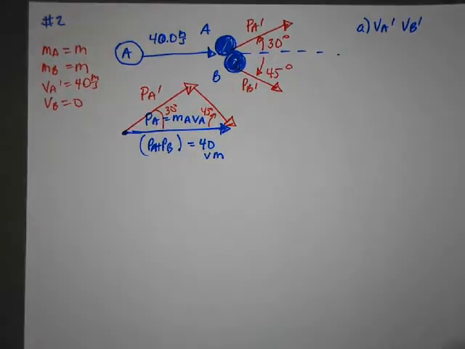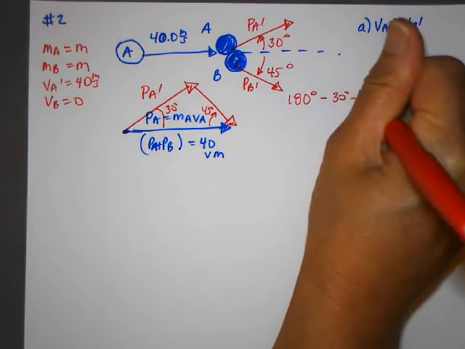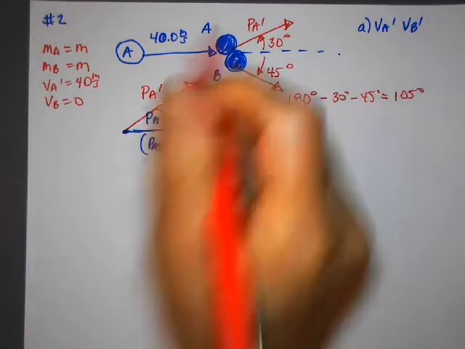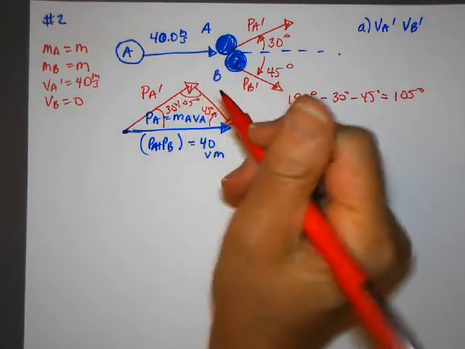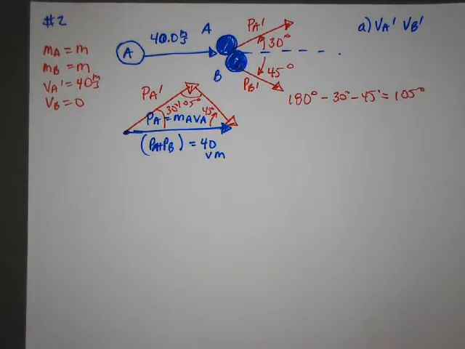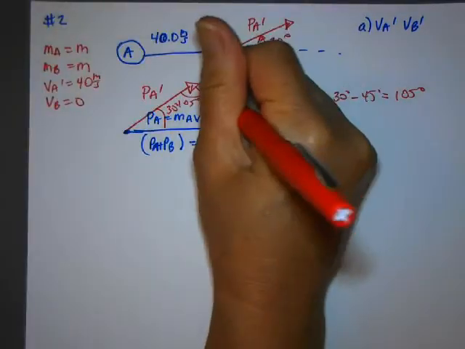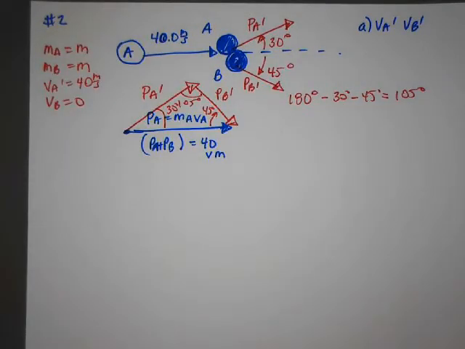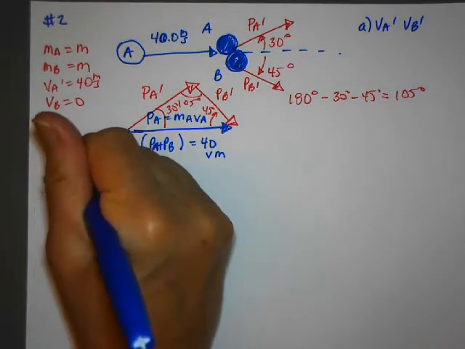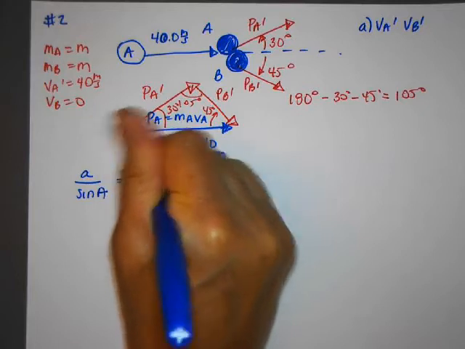I know every triangle has 180 degrees, so 180 degrees minus 30 minus 45 is equal to 105 degrees. This is not a right triangle, but that's what you do in high school problems. Whenever I have a triangle that's not a right triangle, I have to use either the law of cosines or the law of sines. In this case, I have the hypotenuse, and I want to find the other two sides. If I use the law of sines, I'm going to say A over sine of A is equal to C over sine of C.